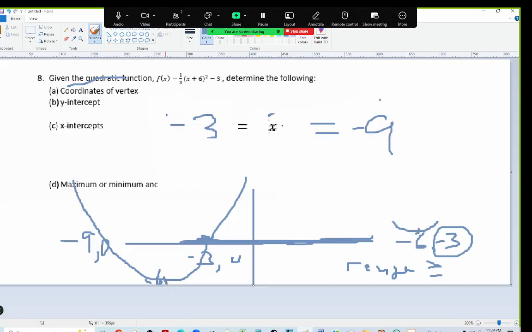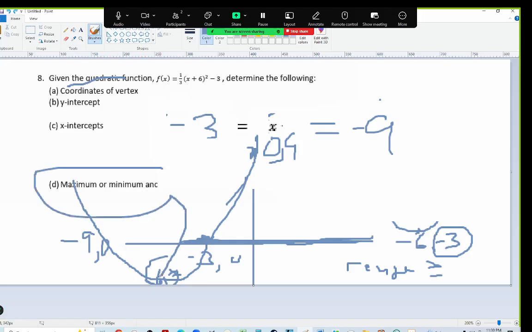3. And up here, we figured out that the y-intercept was 9, 0, comma 9. So you'd label all these things: 0, comma 9, -3, comma 0, the vertex, -9, comma 0. And then the max or min: it's a min here at the vertex.